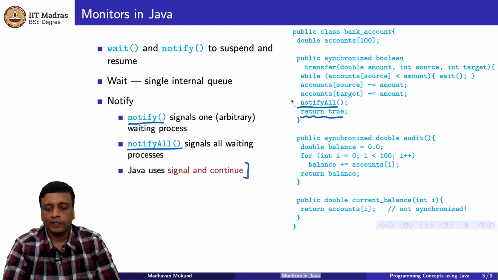So the thing is that we should typically use notify all, because there is no point in using notify, which guarantees that only one thing will wake up, because anyway notify all will wake up everyone, but only one of them will get scheduled, so you might as well do that.